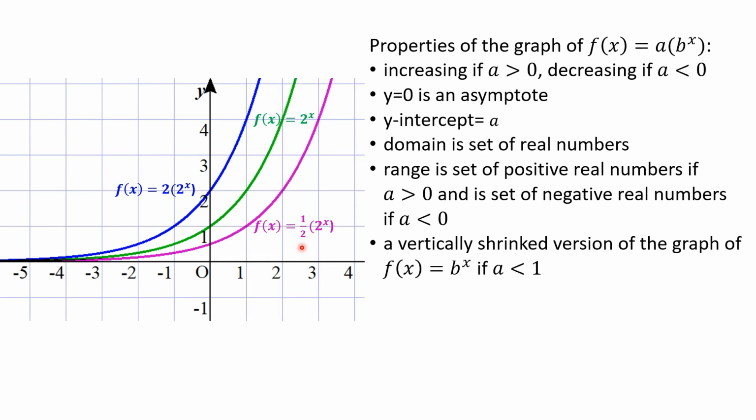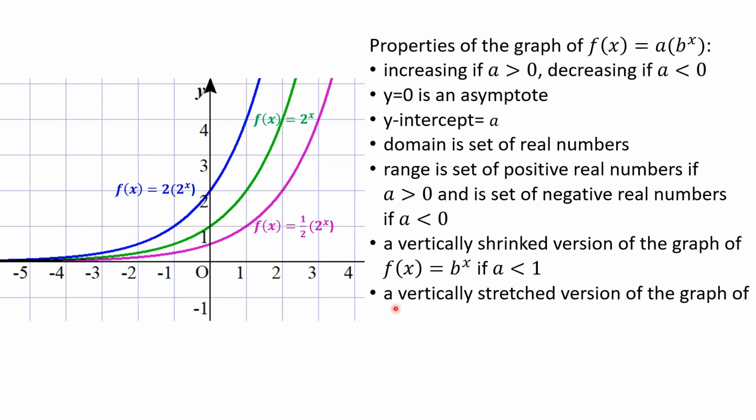If a is less than 1, the graph is a vertically shrunk version of the graph of f of x equals b to the x. That's when a is equal to 1. So the purple curve is the vertically shrunk version of the green curve. So from 1, the y-intercept becomes 1/2. From (1, 2), the point becomes (1, 1). From (2, 4), it becomes (2, 2). So it is vertically shrunk.